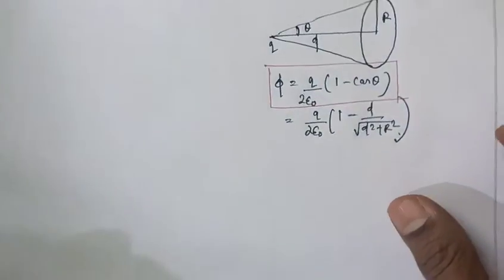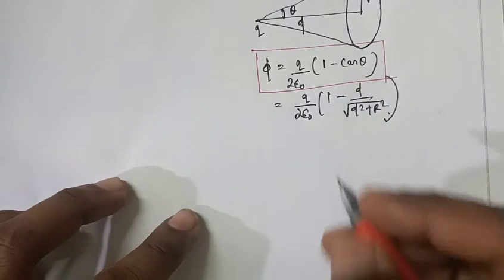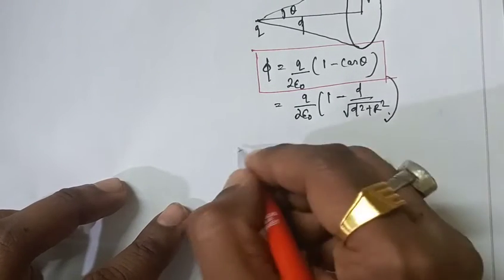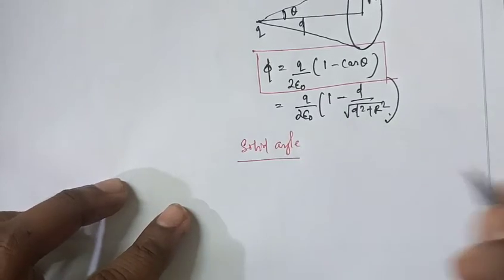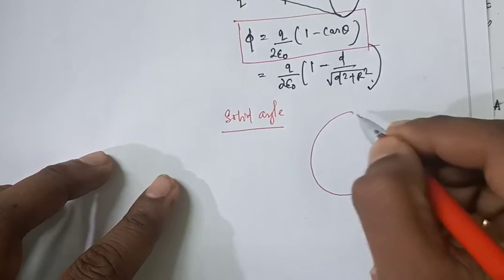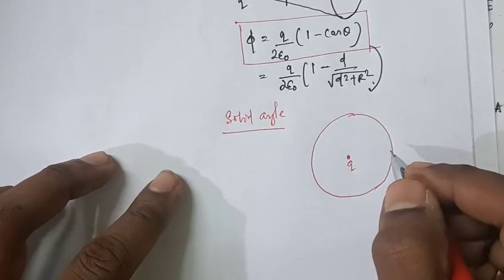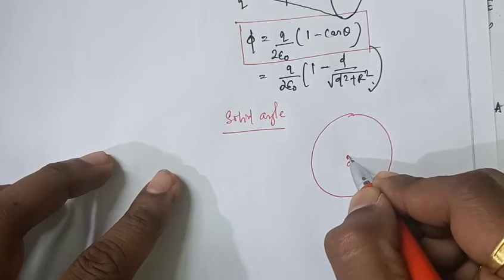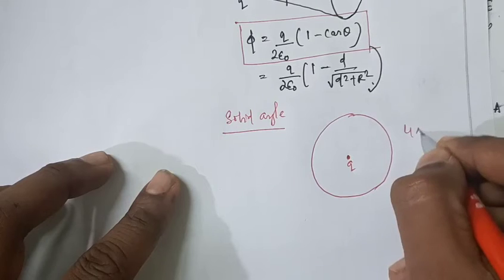This is one way to solve this question, a little lengthy. This can be solved through another method, the solid angle. Those who have studied solid angle can easily think about it. If this is a sphere, and a charge q is at the center, for any point inside the sphere, for a complete sphere, the solid angle is 4 pi.